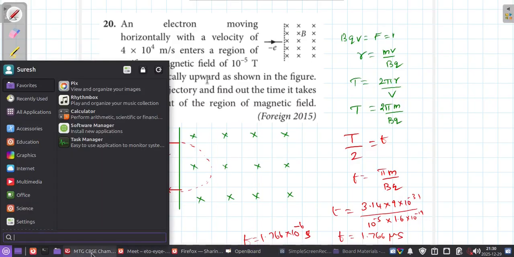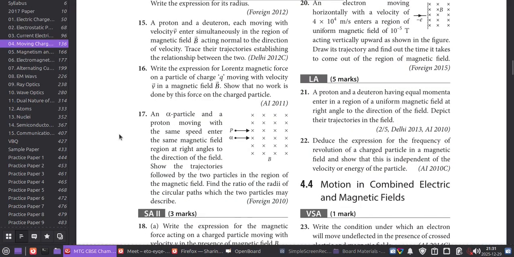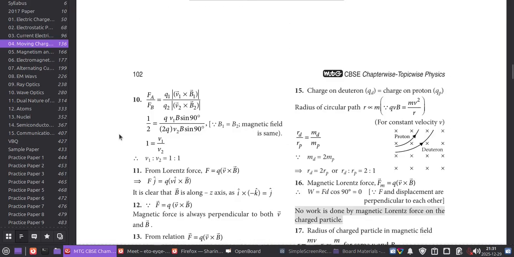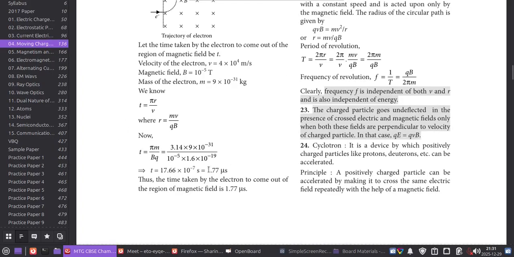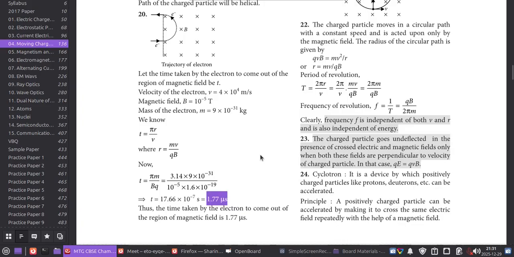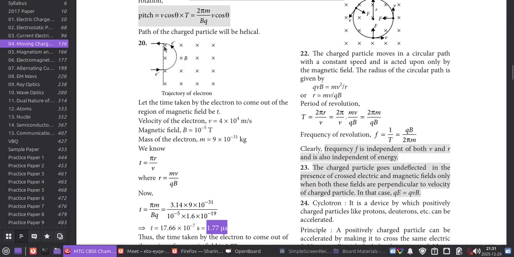We'll check the textbook answer for question number 20. It says 1.77 microseconds, so it is correct. Actually, they have made a mistake in this diagram. The negative charge will not experience an upward direction force; it is in the downward direction. They made a mistake in this case.